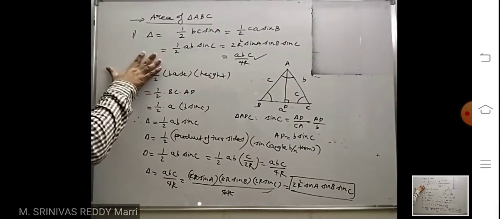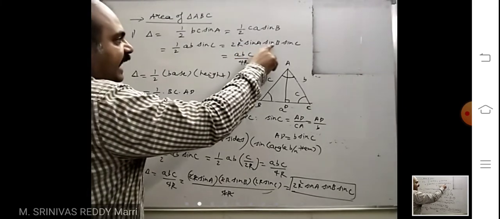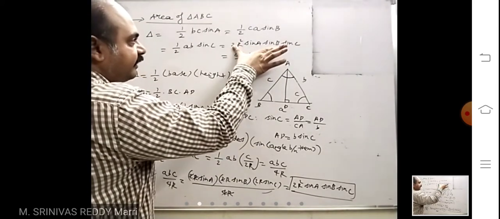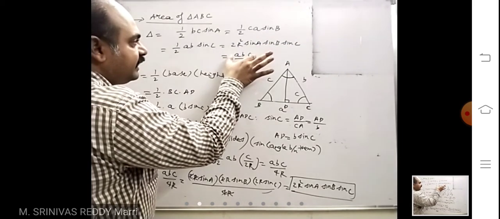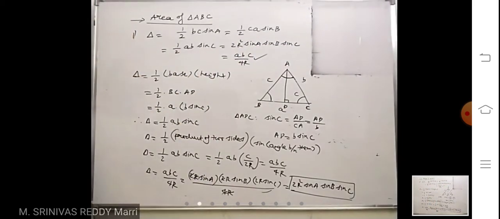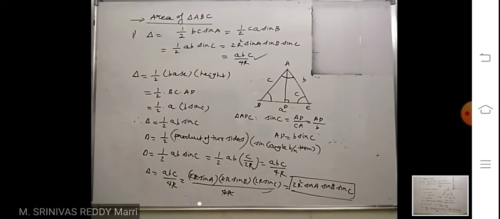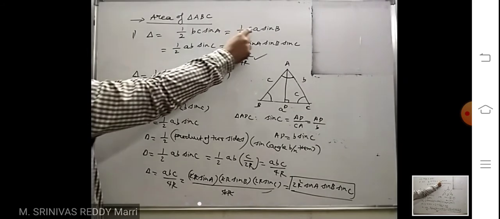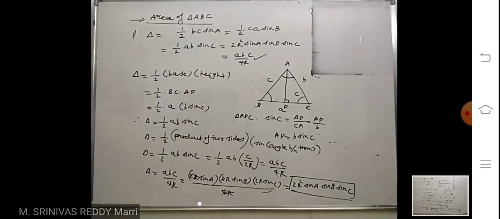These are the formulas for area. If you know the three angles and the circumradius, we will use this formula in terms of angles. This formula is in terms of sides: abc divided by 4R. If two sides and their included angle are known, then half into the product of the sides into the sine of the angle between them. So these are the formulas used to calculate the area of a triangle. That is the first set.